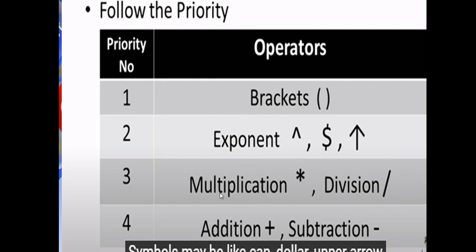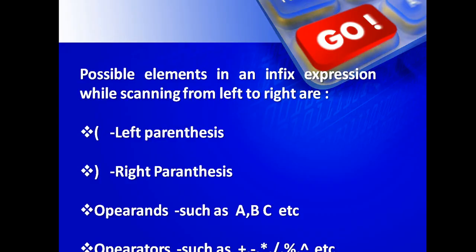Why all these are written together is that they have equal priorities among themselves, right? Then addition and subtraction. So multiplication, division, and modulus operator have higher priority than addition and subtraction, and within multiplication, division, and modulus operator they have equal priorities. Of course, exponent has higher priority than these two categories, and brackets have topmost priority over all the arithmetic operators. With these assumptions, now we have to go for an algorithm.